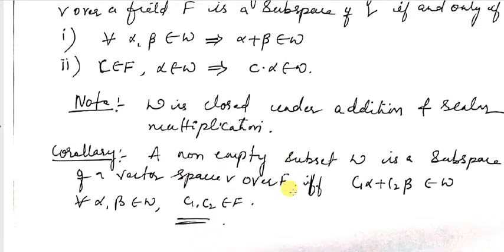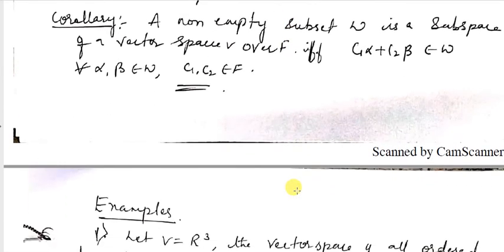So let me have a corollary to this theorem. A non-empty subset W is a subspace of a vector space V over F if and only if c1 alpha plus c2 beta belongs to W, for every alpha, beta belonging to W and c1, c2 belonging to F. So we can use this corollary to verify W is a subspace. We just have to show c1 alpha plus c2 beta belongs to W for every two scalars c1, c2 in F and for every vector alpha, beta belonging to W. So this theorem and this corollary are very important to verify W is a subspace.